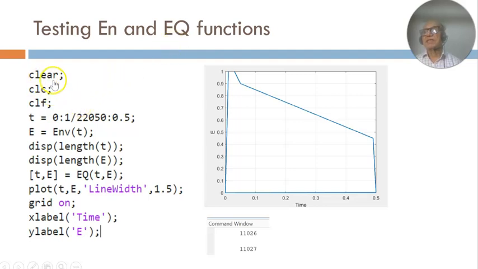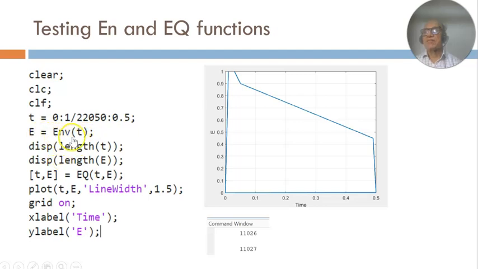Okay. So now let us test the envelope and the EQ functions, the equal functions. As usual, clear the variables, clear the console, clear the figure, define the t vector. So 0 : 1/22050 : 0.5, 0.5 seconds duration. This could be something else as well, but in this example I have taken 0.5 seconds duration. Then you call the function envelope and generate E. So E is equal to envelope of t.